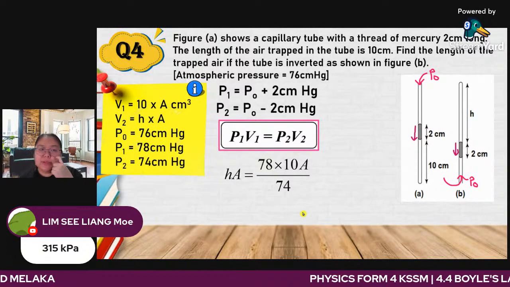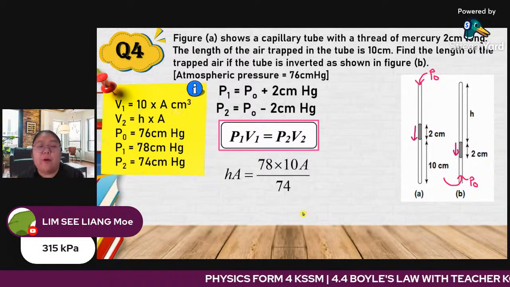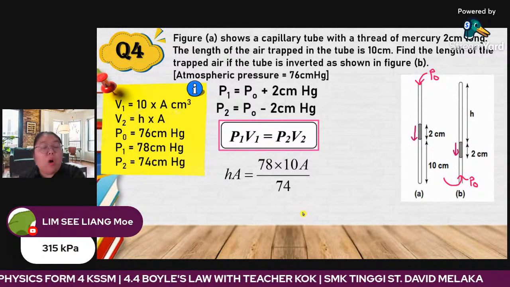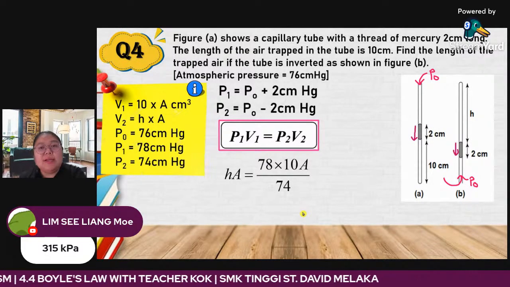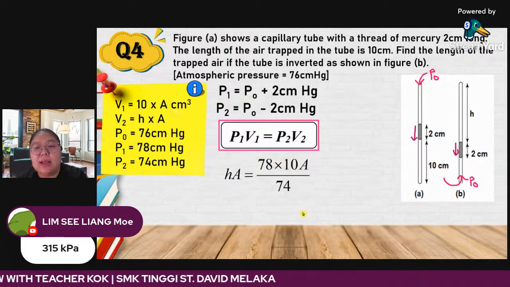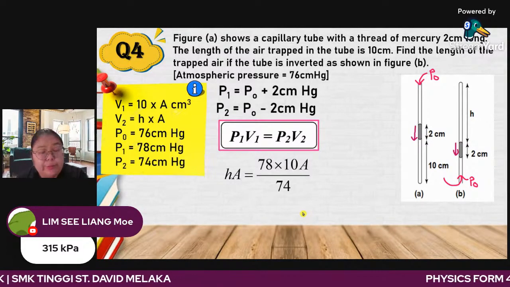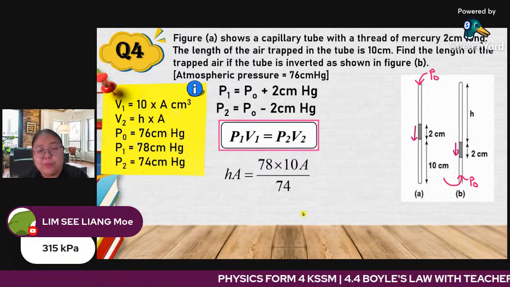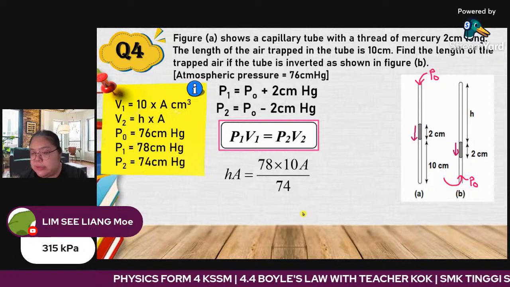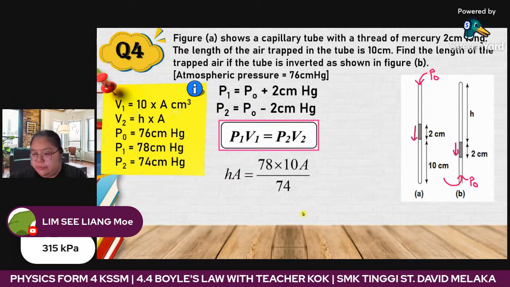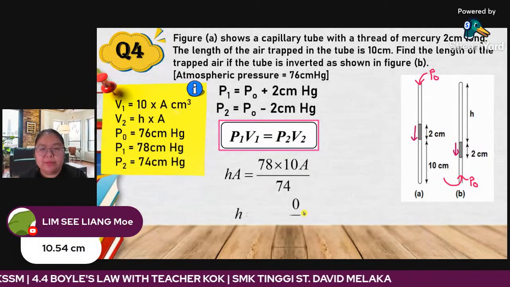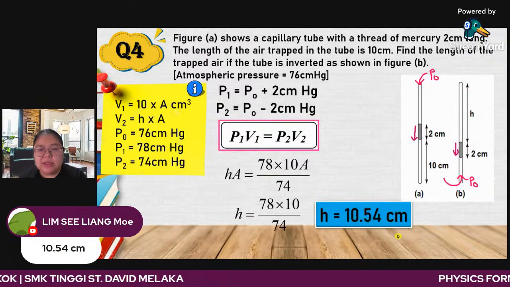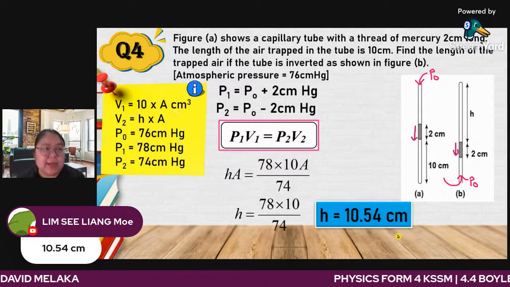So this one is an explanation for question number 4, a little bit more compared to the shortest one. This one has a little bit more you need to understand. How about the tube? It creates pressure. Remember, not only that, we also have atmospheric pressure. Answer from Siliang: 10.54 cm. Okay, we go to check. The A we just cancel, so the final answer is 10.54 cm.